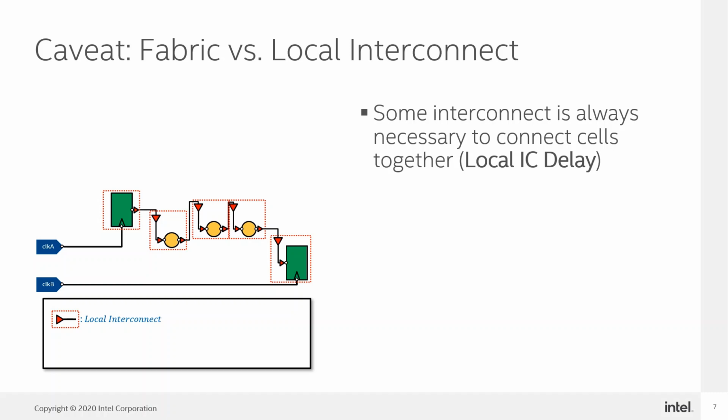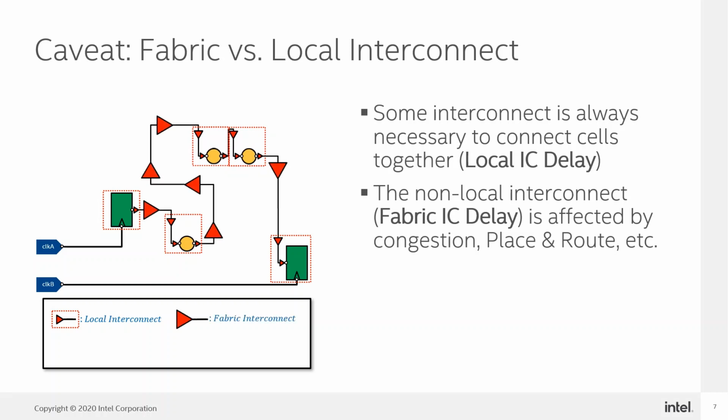Now, before we go further, there is an important caveat here, which is that not all interconnect is created equally. Some amount of interconnect is always going to be necessary to connect the cells on a path together. Just by virtue of having elements on our path, we're going to need some wires to hook things up. So we call that necessary interconnect local interconnect, and thus the delay it incurs is local interconnect delay. Once the path is placed and routed, we may incur additional interconnect delay to actually span the distance between the cells. In this case, all the interconnect that isn't local we call fabric interconnect, and thus its delay is fabric interconnect delay. Fabric interconnect is the stuff that gets affected by congestion, place and route, and so on.